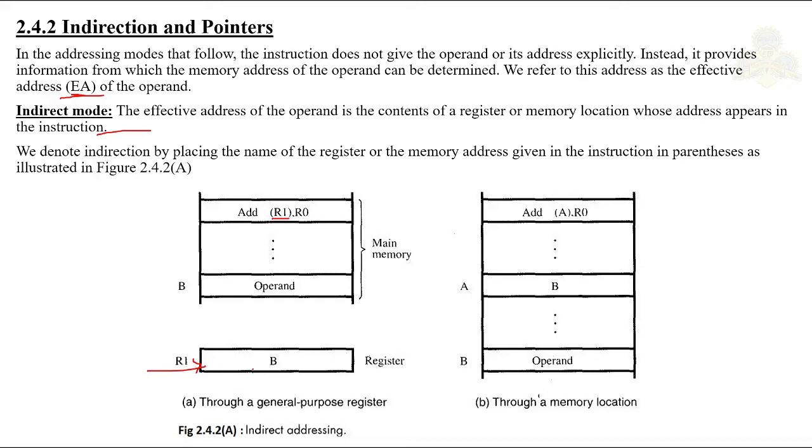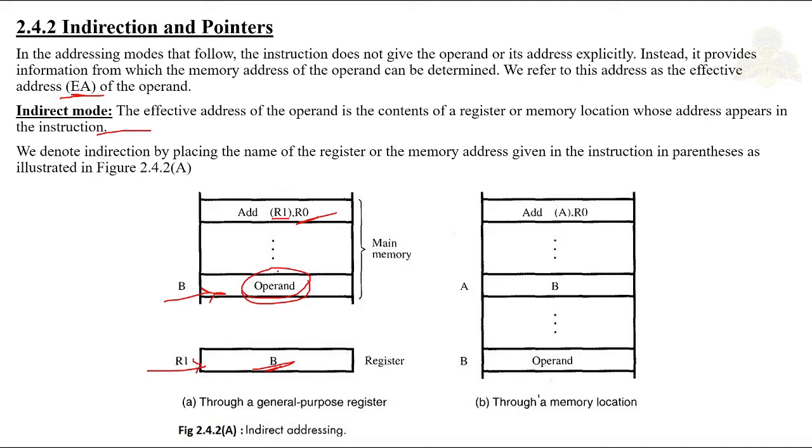This register R1 contains a memory location B. Now the processor, what does it do? It sends a read signal to the memory. Again, whenever a read signal is sent to the memory, it goes to this particular location B, and then the operand, the actual operand or the data, is fetched. Once the data is fetched, again it is added to R0.